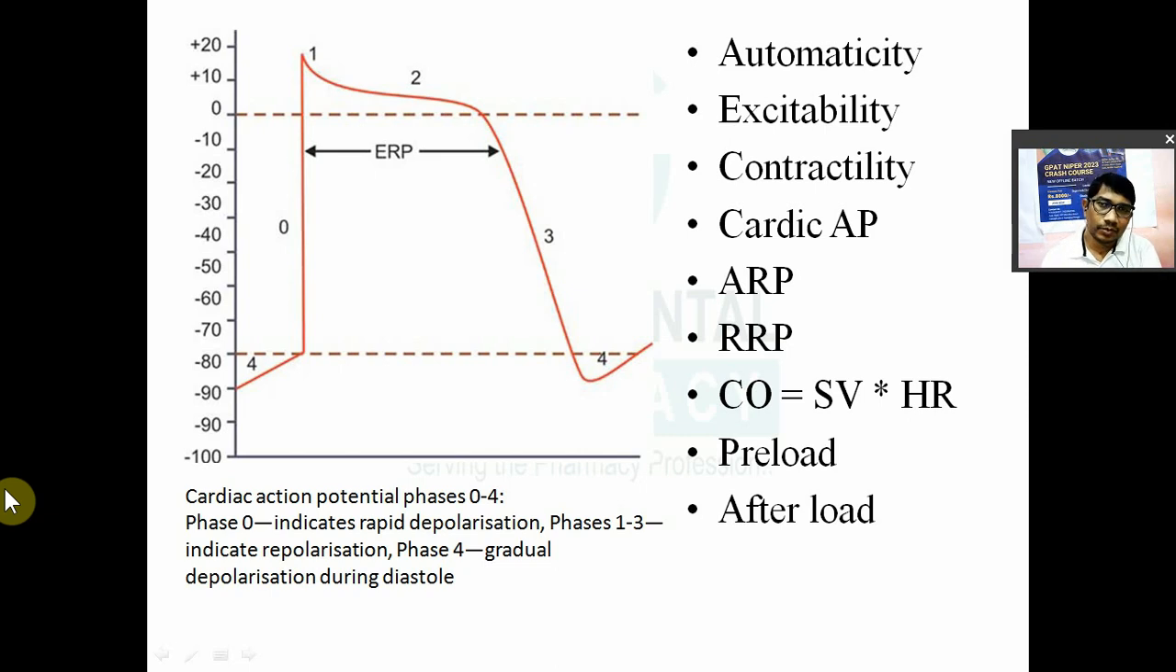Again, Wolff-Parkinson-White syndrome, we have already seen what Wolff-Parkinson-White syndrome is. So there is a defect in the conduction. Wolff-Parkinson-White syndrome is also one of the causes for congestive cardiac failure. So basically congestive cardiac failure means what? Your heart is not able to pump a sufficient amount of blood to meet your body's demand.